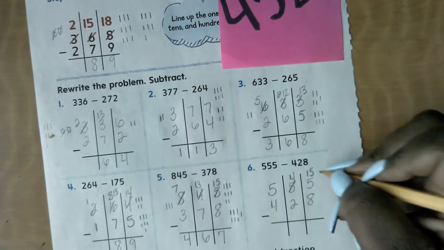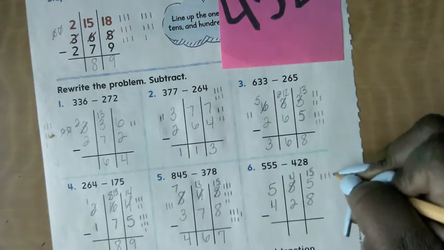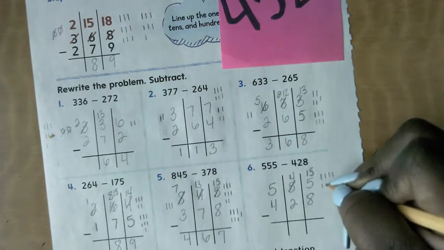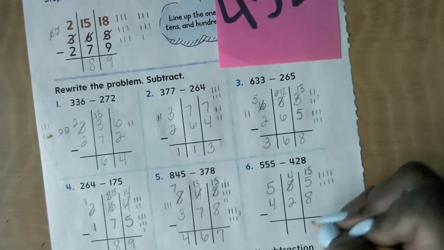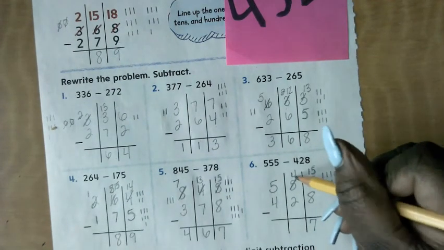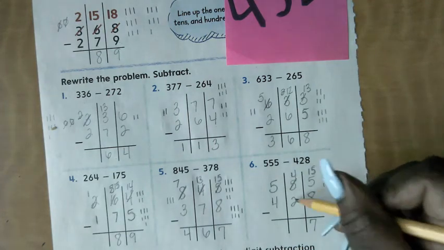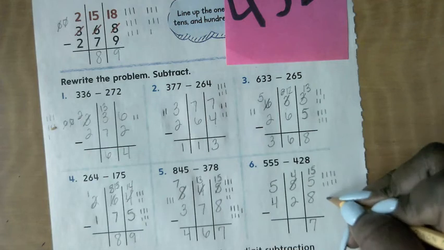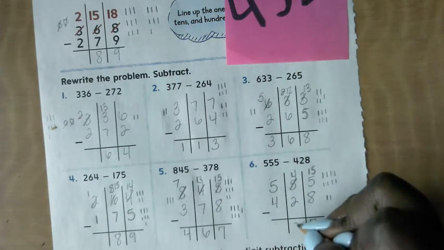15 minus 8, 15, 14, 13, 12, 11, 10, 9, 8, 7. 15 minus 8 is 7. And now we have 4 minus 2. And we don't need to regroup for that one, so we can just do 4 minus 2. So 4, 3, 2. 4 minus 2 is 2.